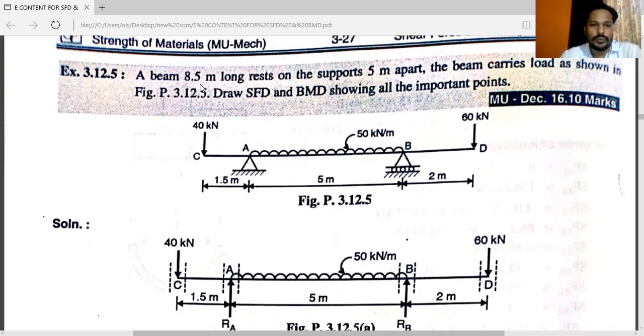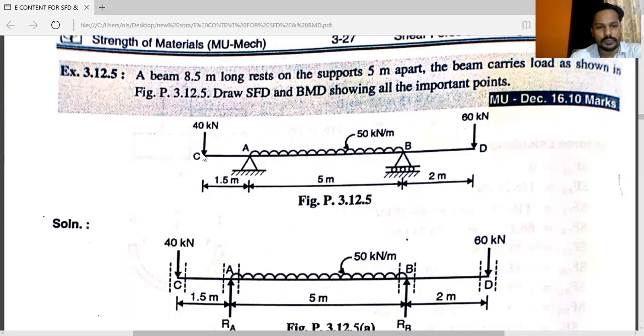A beam of 8.5 meter long rests on supports 5 meter apart. The beam carries load as shown in figure. Draw SFD and BMD showing all the important points. This is the problem from Mumbai University.